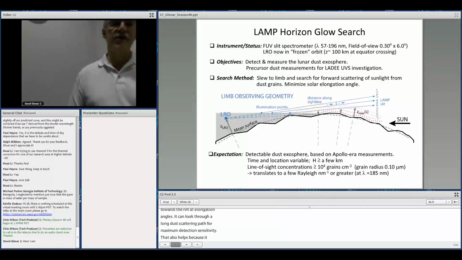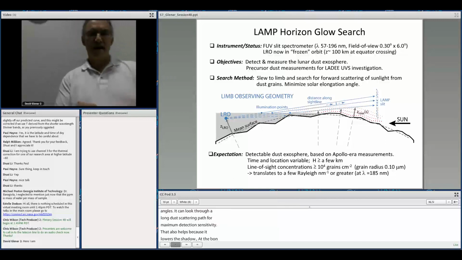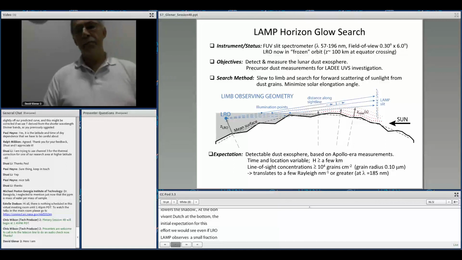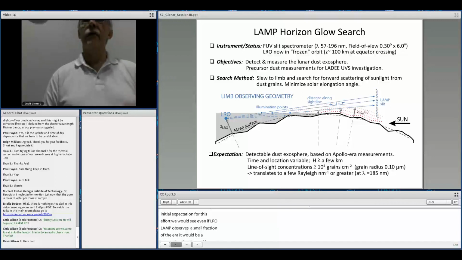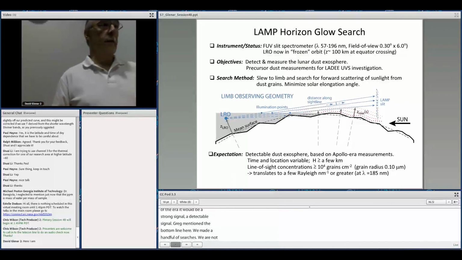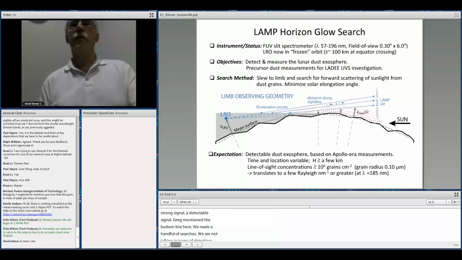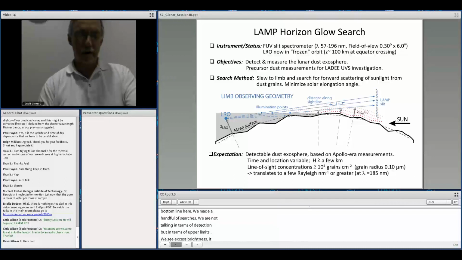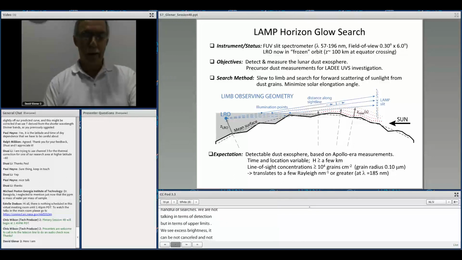At the bottom of this slide, I also included, in retrospect, our initial expectations for this effort: that even if LAMP were to observe a small fraction of the putative Apollo era dust exosphere, it would be a very strong, very detectable signal. And the bottom line here is that we made a handful of searches, and we're not talking in terms of definite detections, we're talking in terms of upper limits, okay? Because we're seeing what appears to be excess brightness. That excess brightness could be uncanceled stray light, and it's not at all clear that there's a well-defined dust signal there.